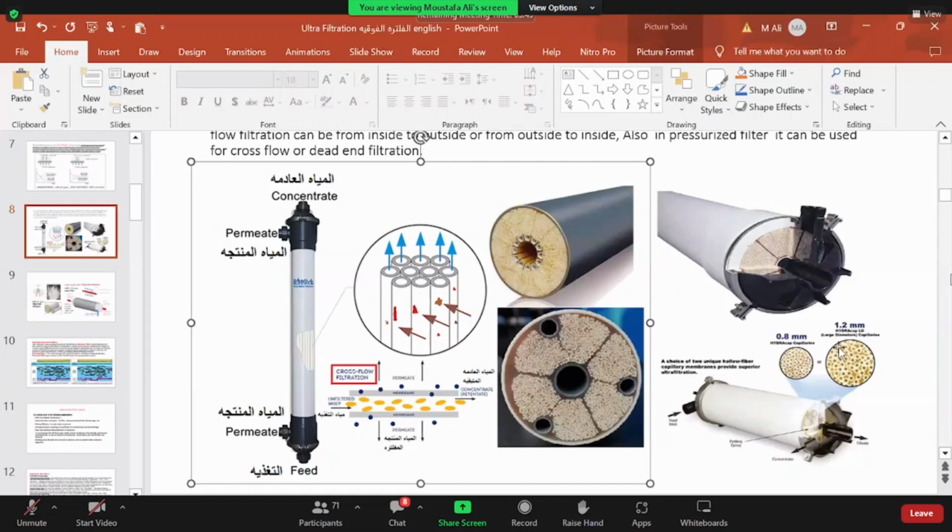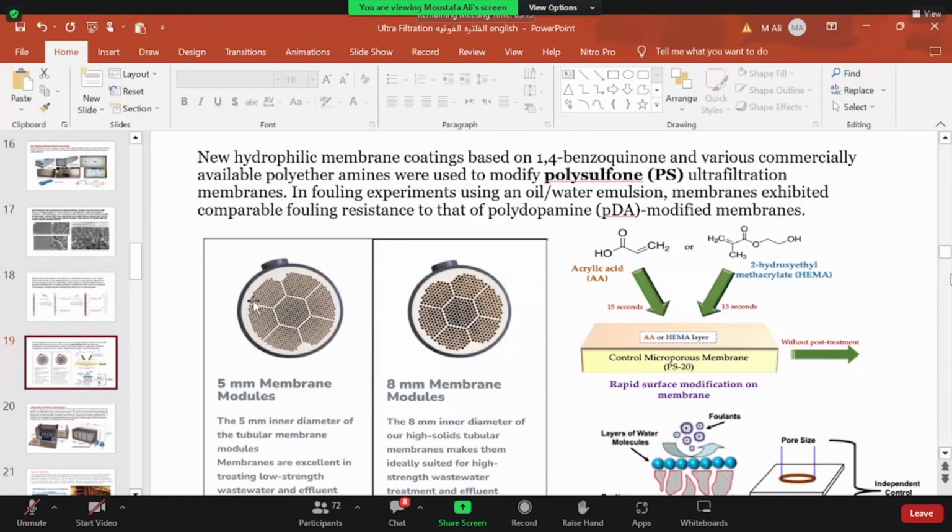We can see that for some types, we have very tiny tubes ranging between 0.8 to 1.2 millimeter. But are there any fibers with larger diameter? Yes, of course. We can have fibers with larger diameter, as I will show you, such as 5 millimeter and 8 millimeter. These can be used for wastewater treatment or very turbid water with contaminants.